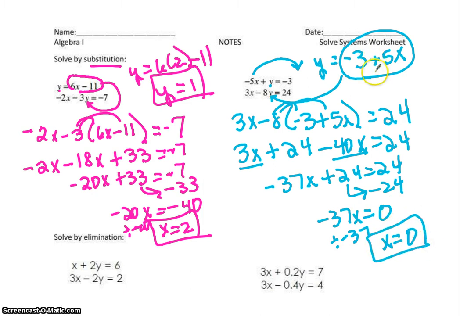I take that back up to what I circled, and so y, change color so you can keep up with what I'm doing, y is equal to negative 3 plus 5 times 0. You would punch that in your calculator and get y is equal to negative 3.